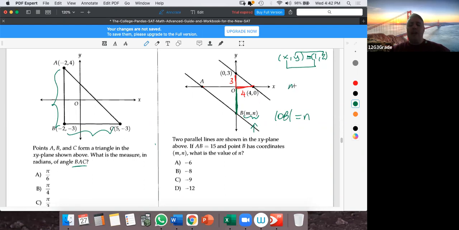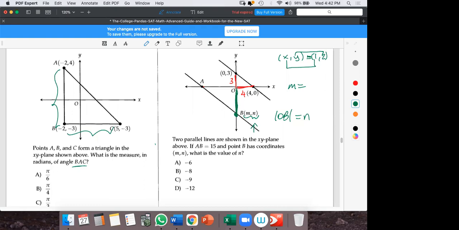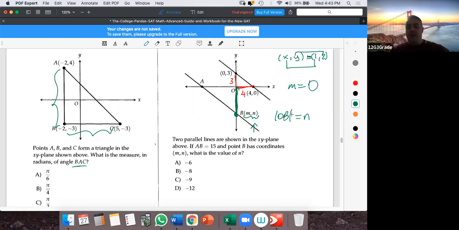So can you tell me what M is here? Since this is so simple, what is M here? M is the X coordinate. So what is the X coordinate? Can you tell me? 0. Is this clear for everybody? M is 0.